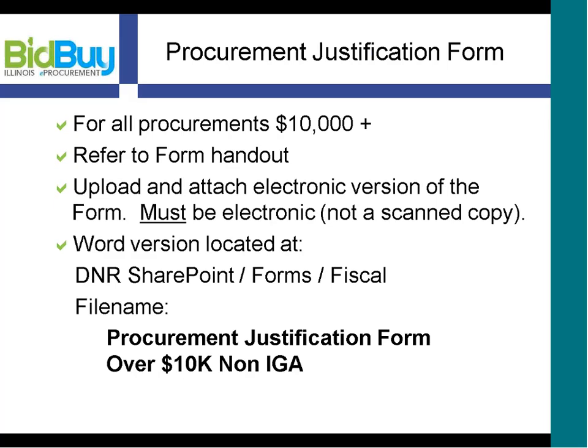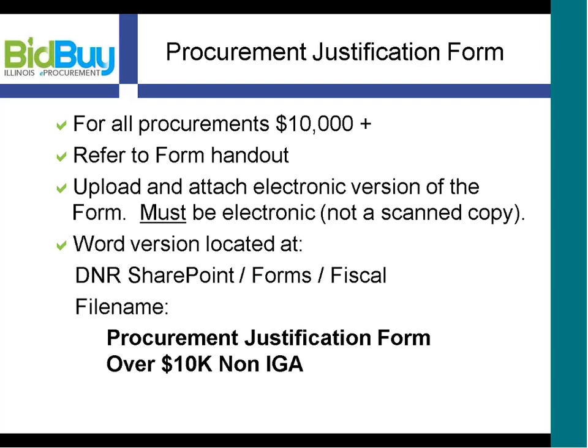There are documents that need to be attached at the requisition level. Every time you create a requisition, you're going to attach a contract request form. We're going to discuss that when we have our examples and practice attaching one, but for the most part everyone knows what a contract requisition is for our department. We will also be attaching what's called the procurement justification form. That is for all procurements 10,000 and over, and there's a copy of that form in your handout. This form needs to be uploaded to your requisition.